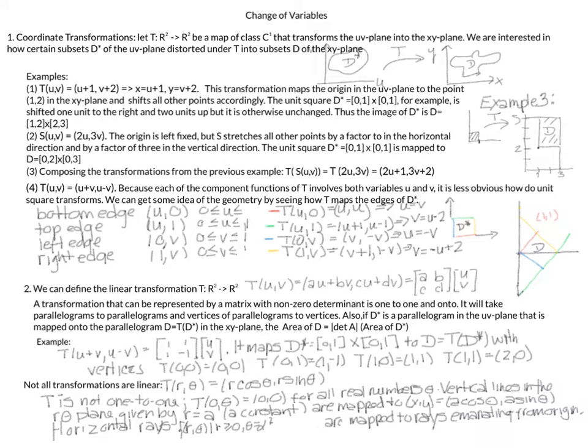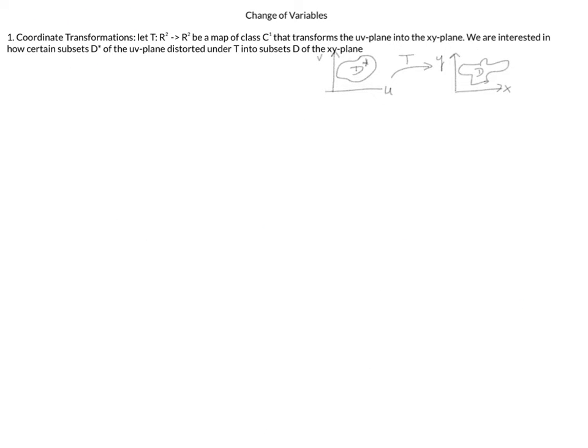We will start by talking about coordinate transformations. We'll let T represent our transformation, and we'll start with R2 to R2, and it's a map of class C1, so we do have derivatives, that transforms the UV plane into the XY plane. And we are interested in how certain subsets D star of the UV plane are distorted under T into subsets D of the XY plane.